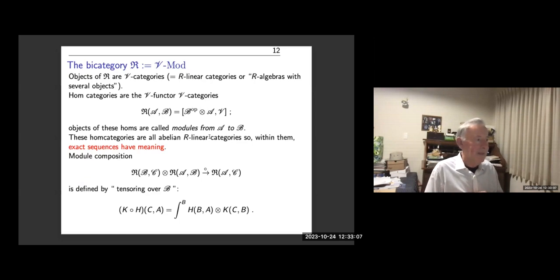Okay, so I told Ilhan that there was a little bit of higher category theory in this, and the higher category is going to be a bicategory, but you don't need to know too much about bicategories to understand this one, I think. So I'm writing this math frac R for the bicategory whose objects are V categories. So that's categories whose HOMs are modules.